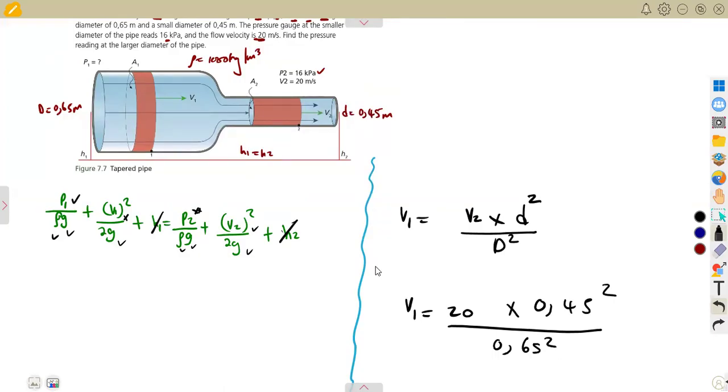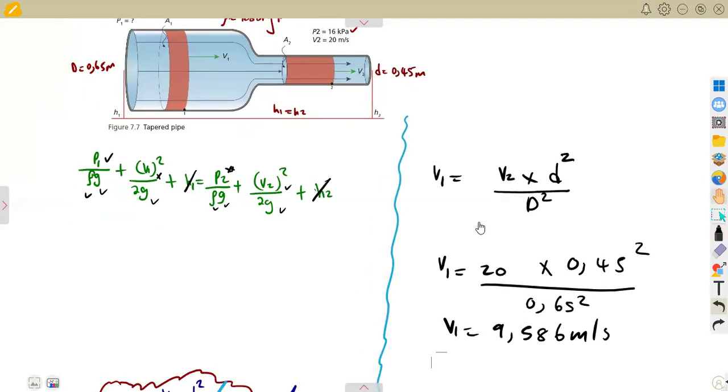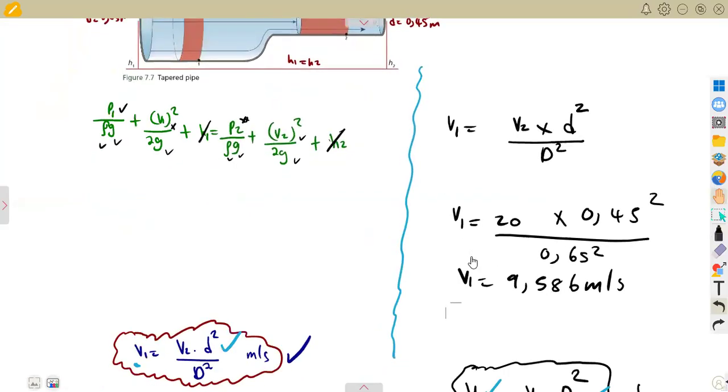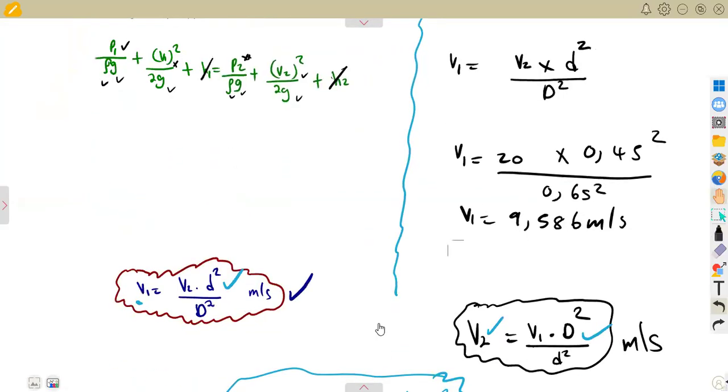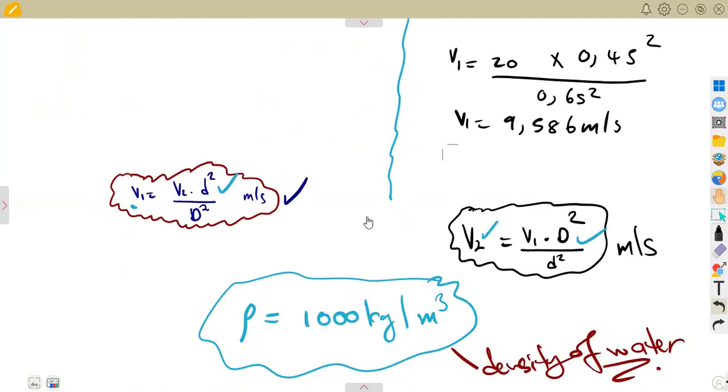So my explanation was actually something else on this part. This is going to give us V1 of something like 9.586 meters per second. That's where we've got V1. So yes, we can calculate Q1 if you want. I'm not saying it's wrong. But if you've got these formulas, guys, they are direct and straightforward to understand.